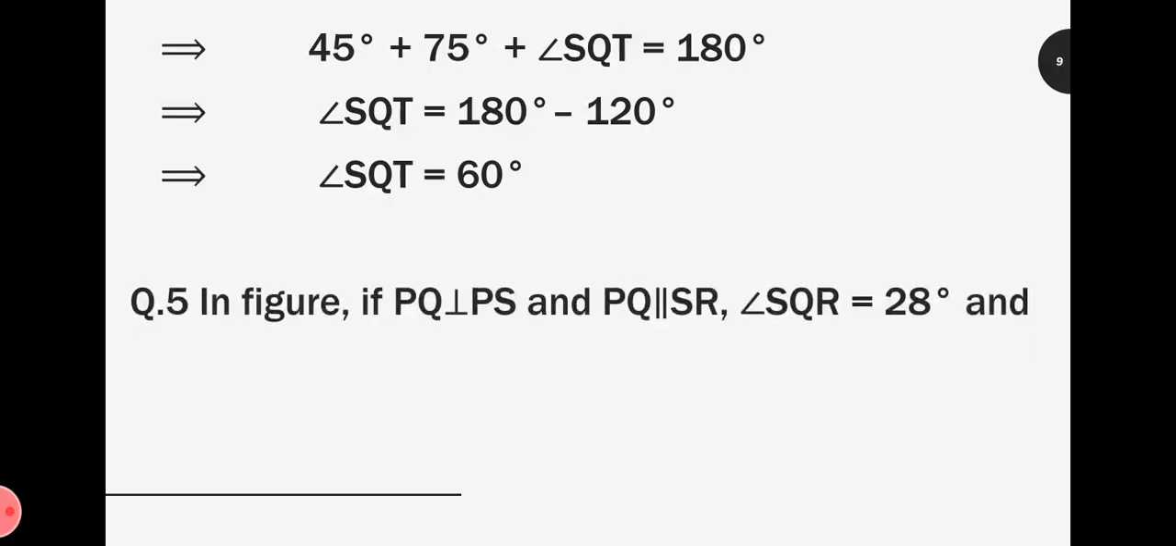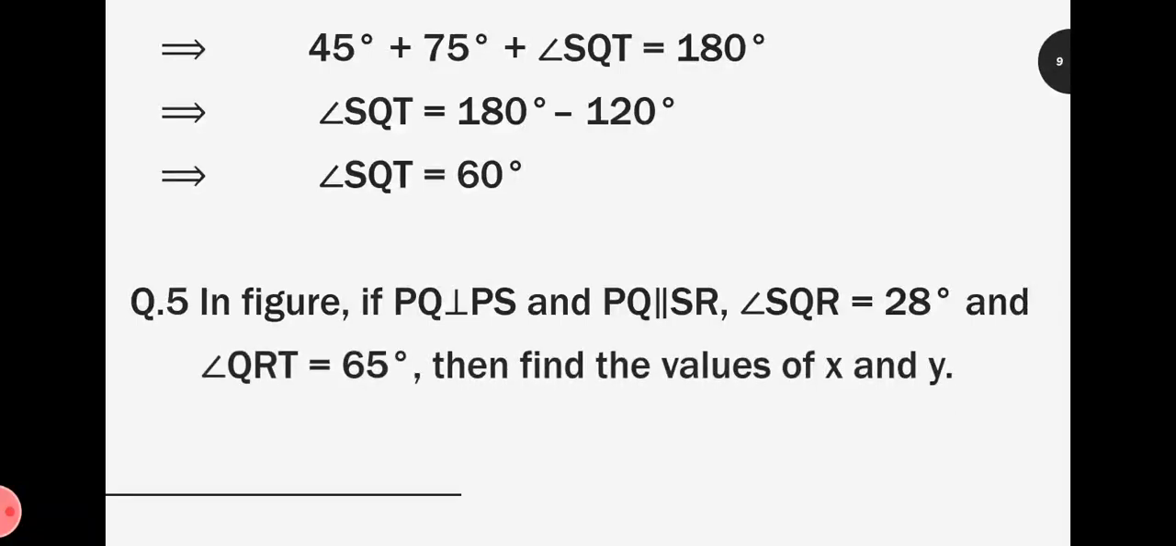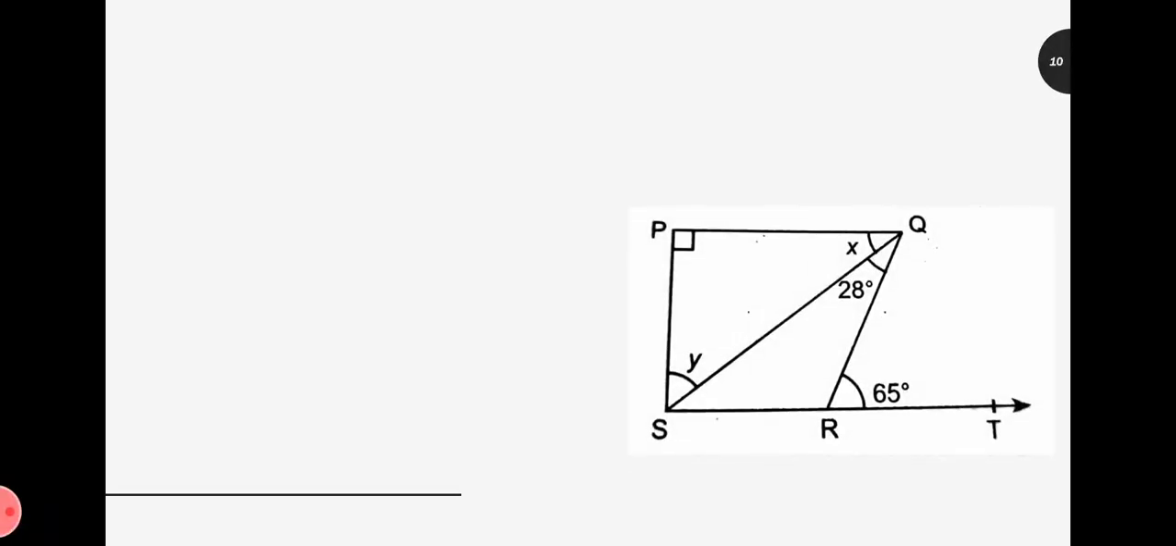Next question, that is question number 5. In the figure, if PQ is perpendicular to PS and PQ is parallel to SR, angle SQR equal to 28 degree and angle QRT equal to 65 degree, then find the values of X and Y. Let's see the figure.